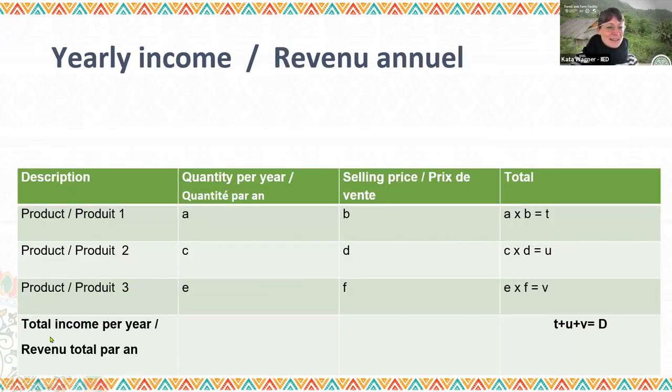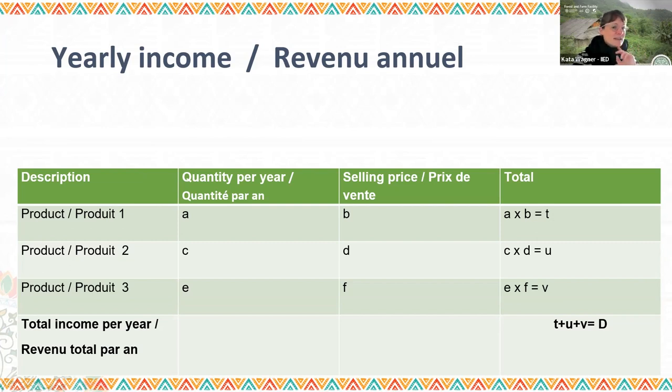Okay, so let's move then. So here is a calculation of the yearly income. The yearly income is the total money the enterprise will get within a year after selling all its products. So what is important to note here is that this is not the profit. This is the revenue, the income. So here I've put an example table, and I would like everyone who does not understand the table to raise their hand now. Now is the opportunity to ask questions on this.